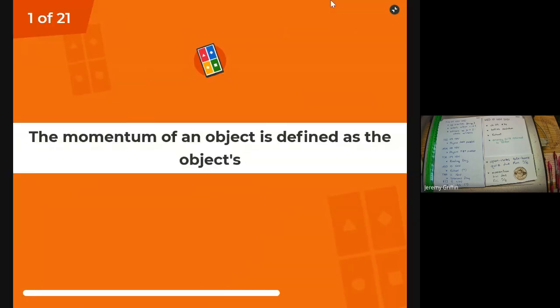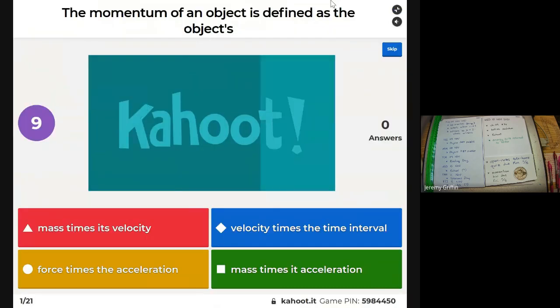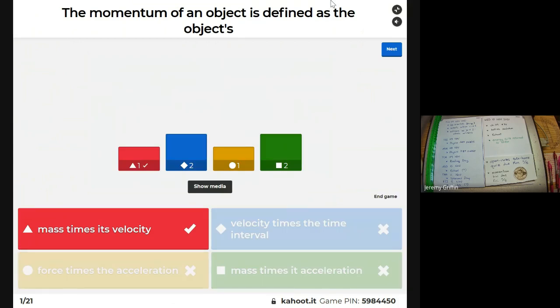The momentum of an object is defined as the object's mass times velocity. Oh, one winner. You guys, mass times velocity. That's what we've been doing the last couple of weeks, right? Mass times velocity. Right, that's what all these posters up here say. Mass times velocity.